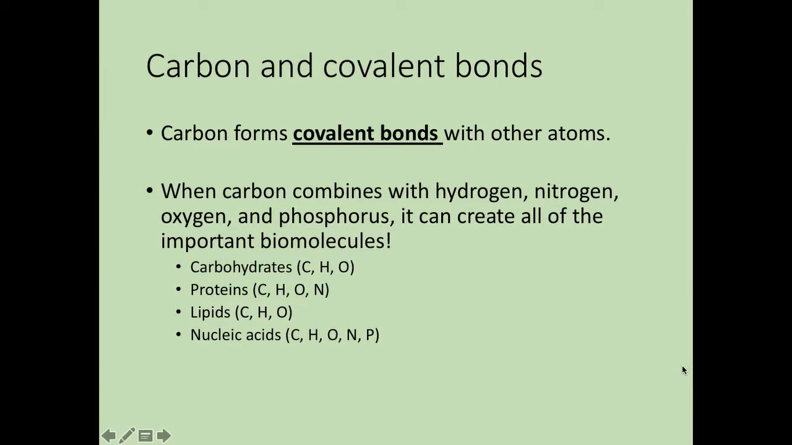Back to carbon. So carbon specifically, it forms covalent bonds, because remember that carbon is a non-metal, so it's going to form covalent bonds. And if you remember from yesterday, CHONPS: hydrogen, oxygen, nitrogen, phosphorus, sulfur, those are all non-metals too, so they all form nice strong covalent bonds.